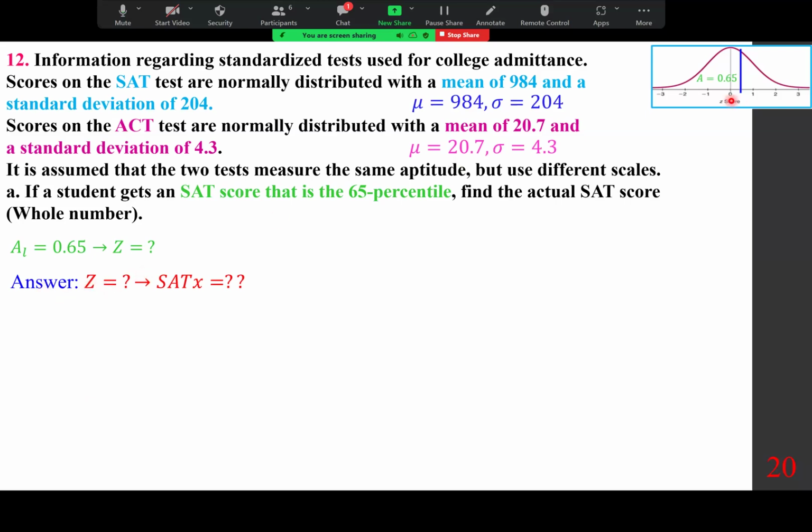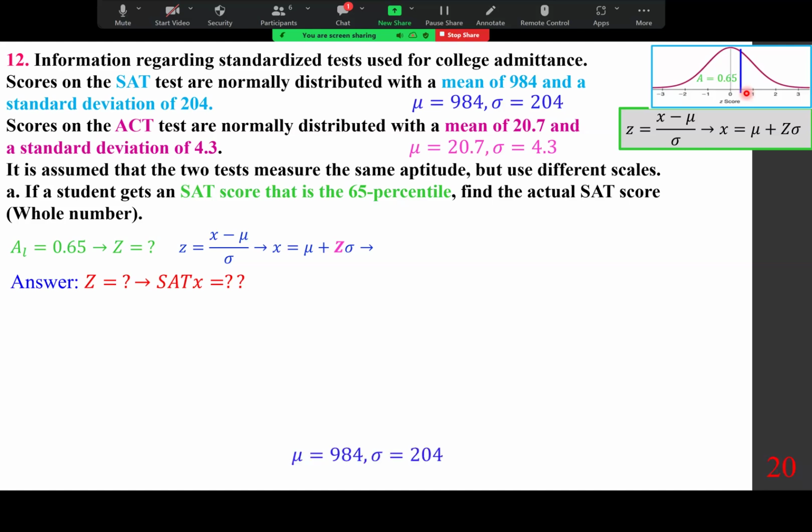So we find the Z from the table, from the technology, and then we calculate the X value. How? Z is X minus mu over sigma, therefore X is mu plus Z sigma. We are going to use this formula. And because it's SAT, mu and sigma come from here. All you need is to come up with the Z value either from the table or technology. So what are we using? We are using mu equals 984, sigma equals 204. Why? Because they said it's SAT.